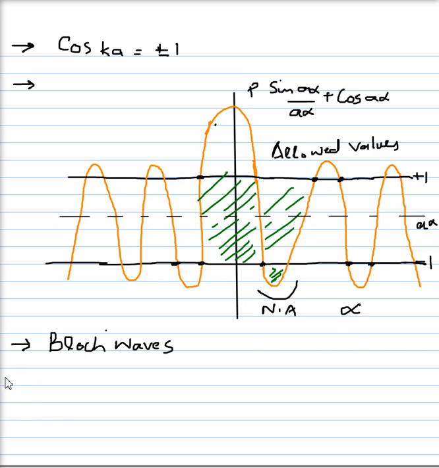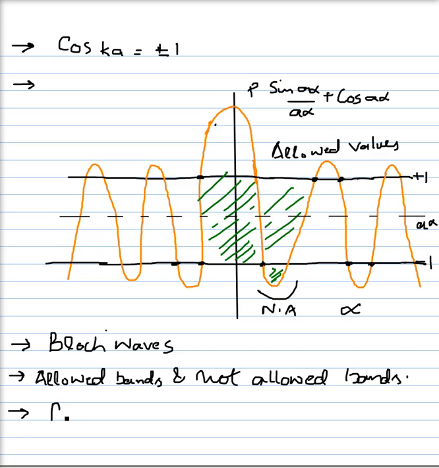Fine. We'll add the values here. So if we have a look at the shaded portions in this, we can see that we have the shaded portions which are known as the allowed bands and the not allowed bands of energy.